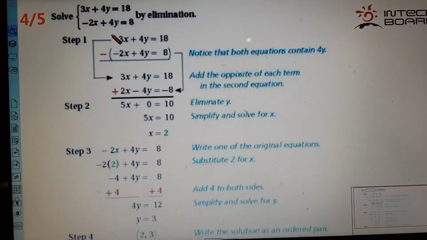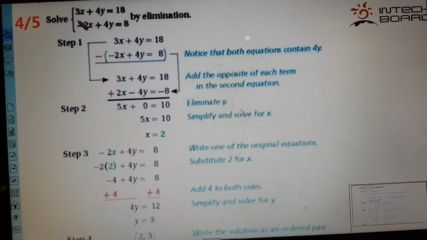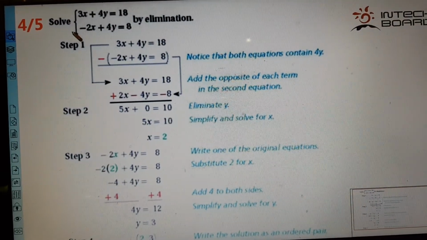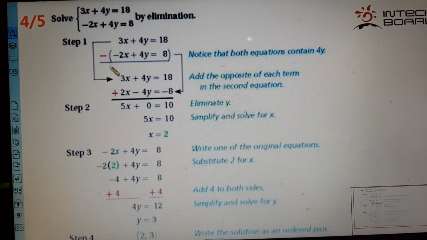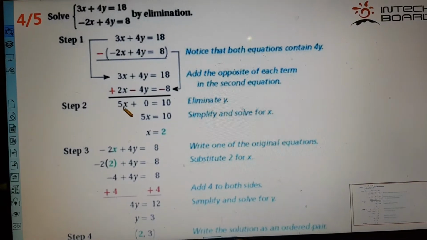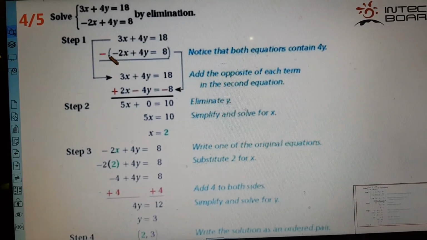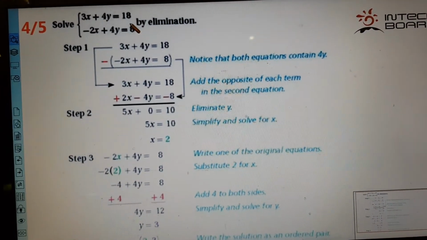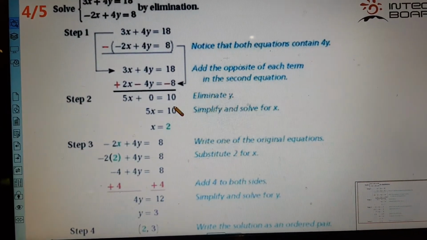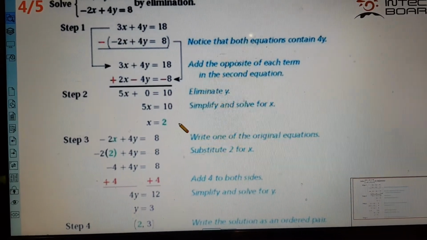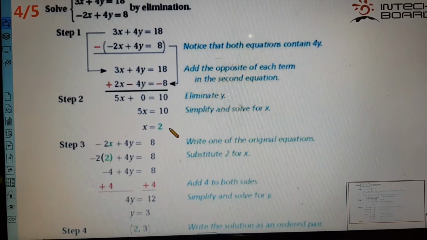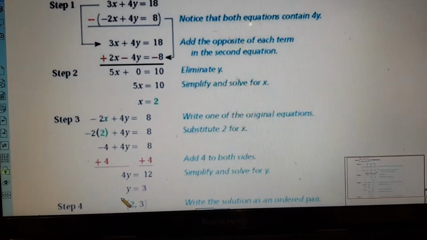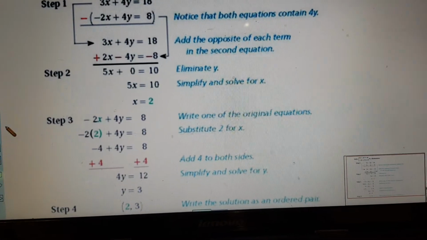Same sign, subtract. Then when you make 3x minus negative 2x, minus negative means positive, so it will be 5x. Can you see here the sign? Negative, negative means positive, so it's 5x. 18 minus 8 equal 10. Divide by 5, so x equal 2. After getting x, you can substitute in any equation to find y. So your solution here is 2 and 3.